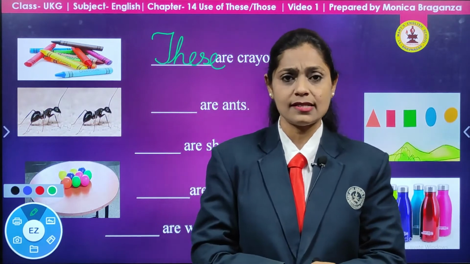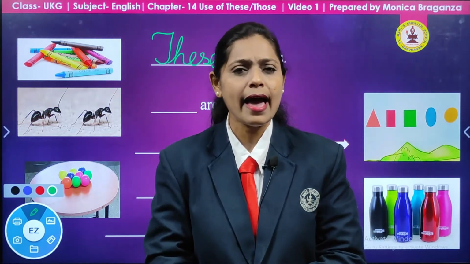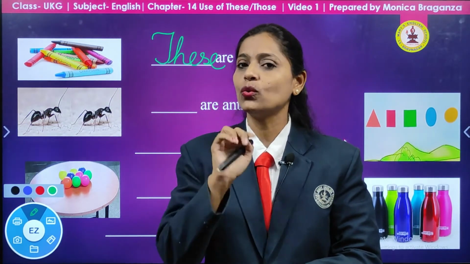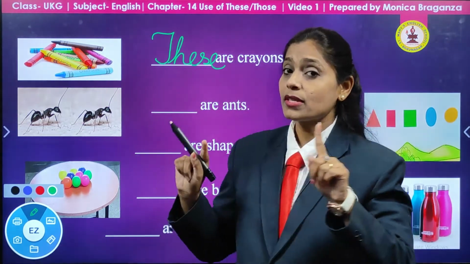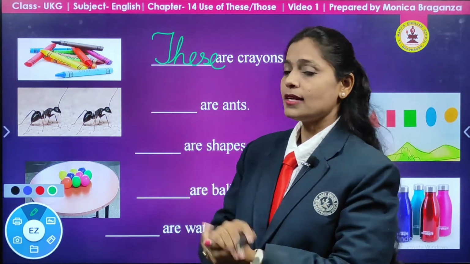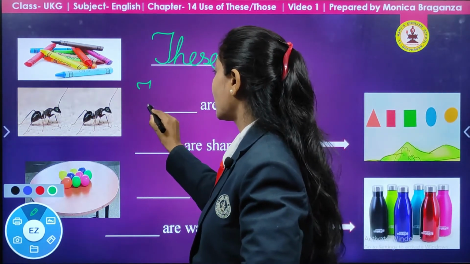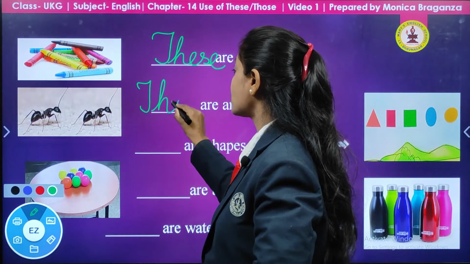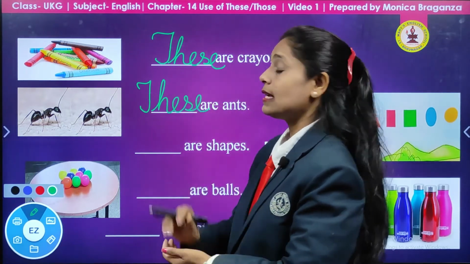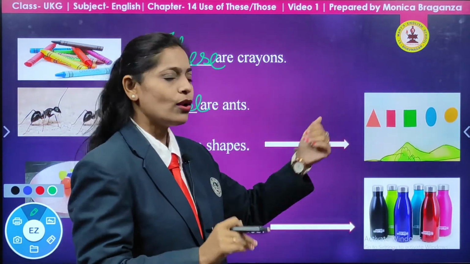Now, can you see here? All of you have seen this insect, right? It is an ant. Not one, but two. They are near because the arrow is not there. So they are near to us. So what are we going to write, children? We are going to write T-H-E-S-E, these.